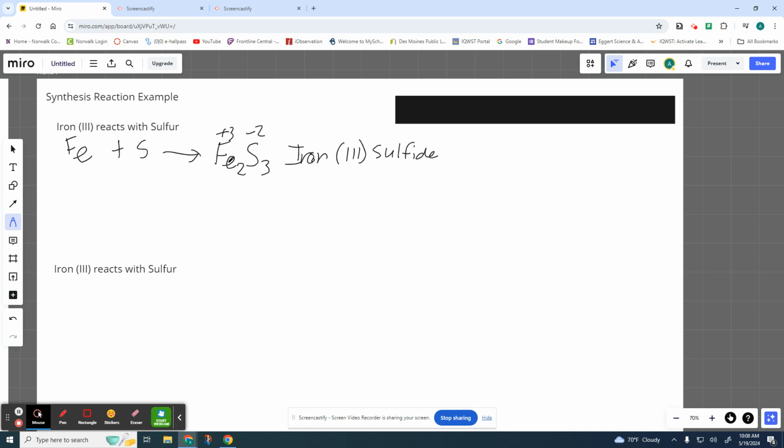So on the right hand product side, I have 2 iron. I'm simply going to put a 2 up here for the coefficient. Since I have 3 on the product side, I'm going to put a 3 in front of the sulfur. And now I have all the particles I need.